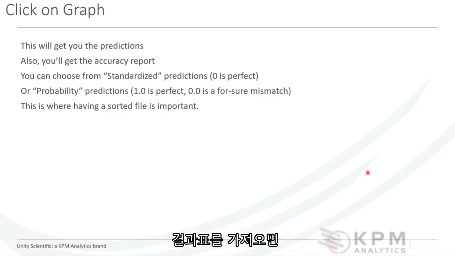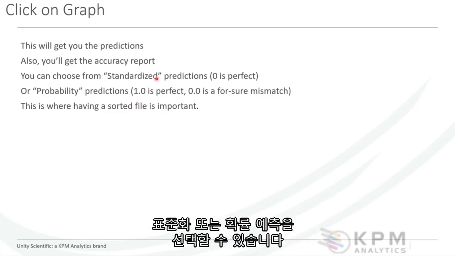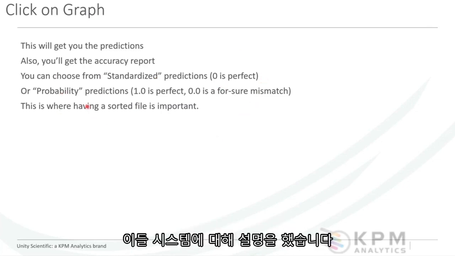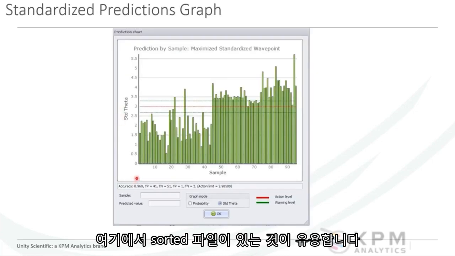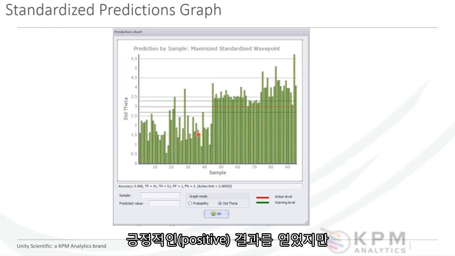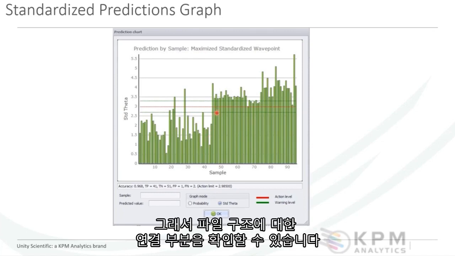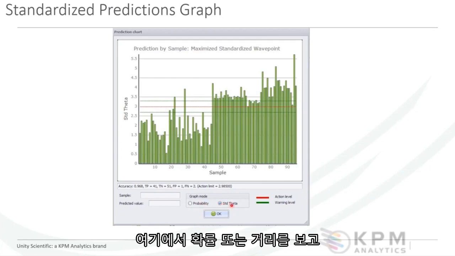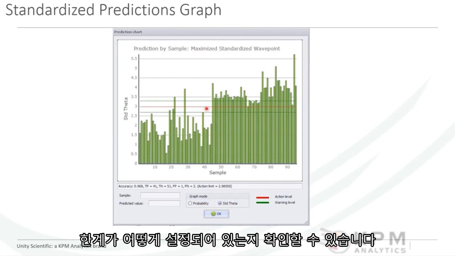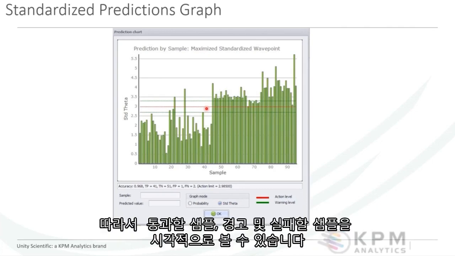After you get that table of results, there's a graph. You can choose either standardized or probability predictions. And again, I just described those two systems. And here's where having a sorted file is useful. We've got the passes, the positives, and the negatives, the fails over here. So you can see that junction, and that's where the structure of your file matters. You can look at probability or distances here, and you can see how the limits are set up. So it gives you a visual indication about what samples will pass, which ones will be warnings, and which ones will be failures.